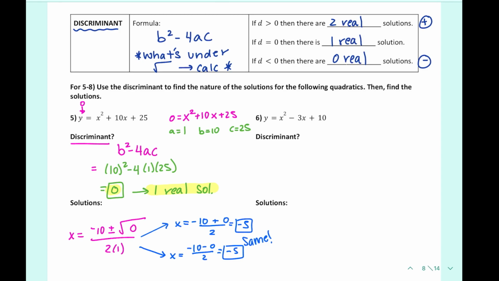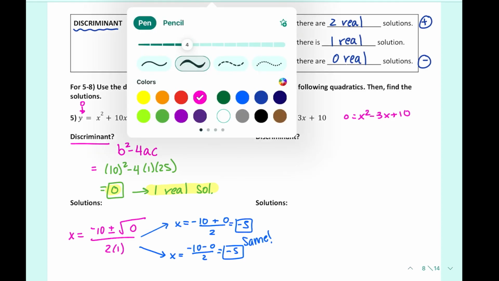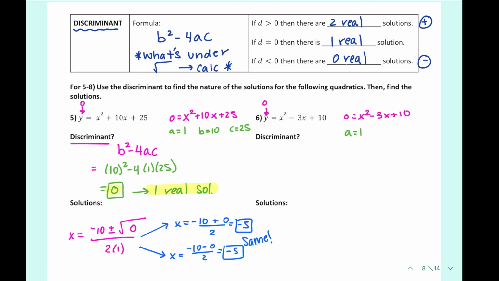Okay, next up, we have to have 0 where y is. So 0 equals x squared minus 3x plus 10. Then I need to find my a, b, and c values. So a equals 1, b equals negative 3, c equals 10. If you need to pause the video because I'm going too fast, please do. So I need to find the discriminant, b squared minus 4ac. All right, and then I can plug in the different values.